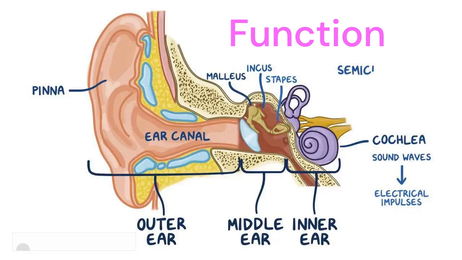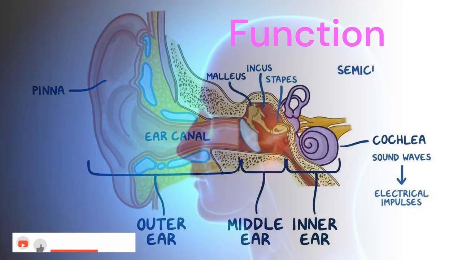Balance. Your inner ear contains semicircular canals filled with fluid and hair-like sensors. When you move your head, the fluid inside these loop-shaped canals sloshes around and moves the hairs. The hairs transmit this information along the vestibular nerve to your brain. Finally, your brain sends signals to your muscles to help you stay balanced.